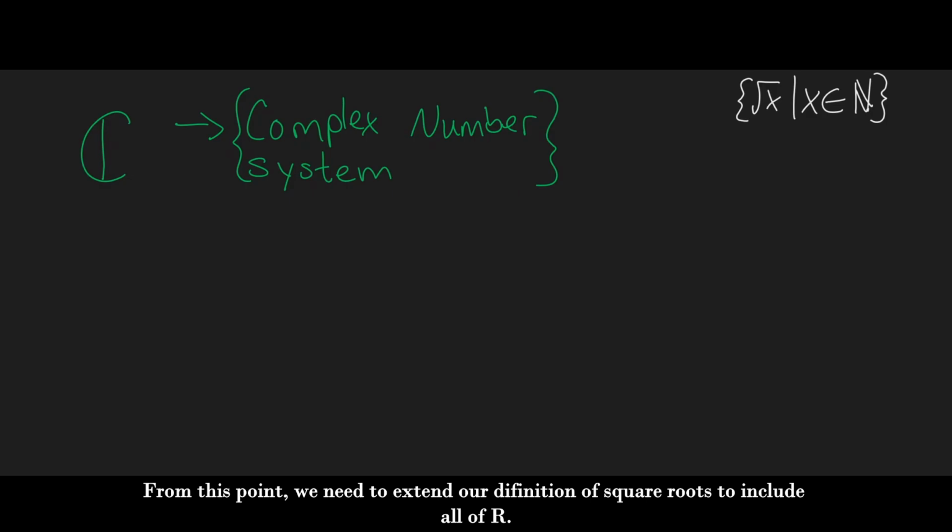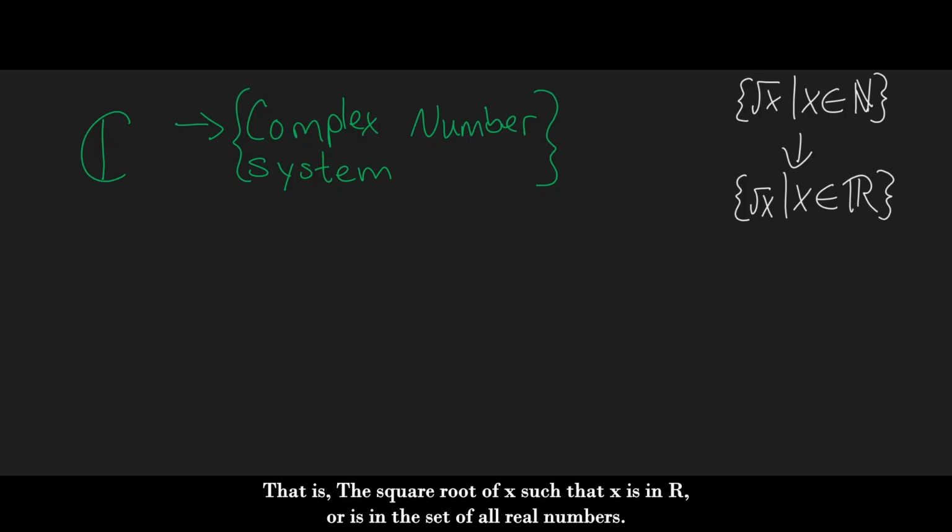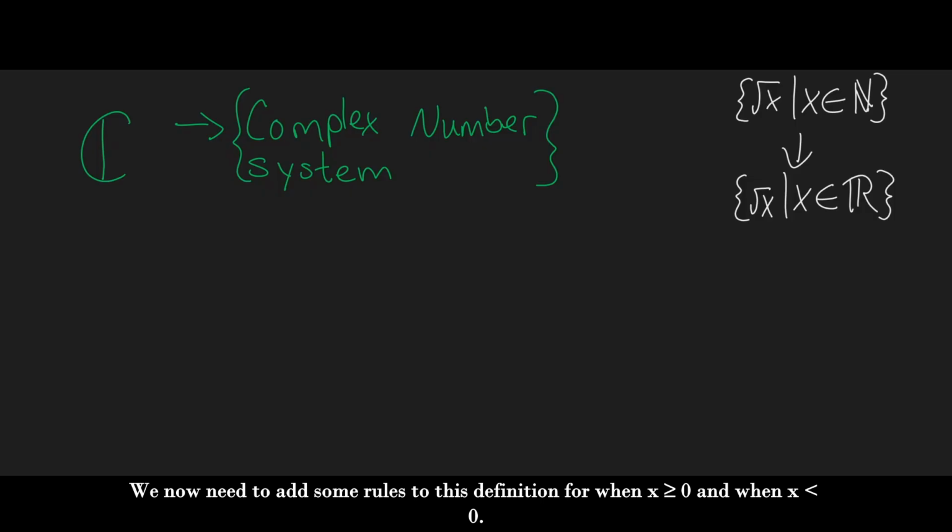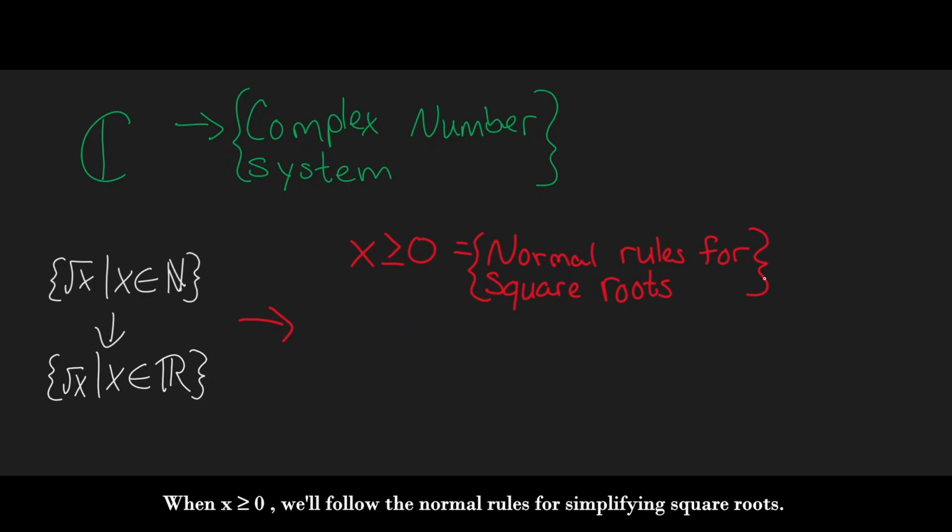From this point, we need to extend our definition of square roots to include all of R. That is, the square root of x such that x is in R, or is in the set of all real numbers. We now need to add some rules to this definition for when x is greater than or equal to 0 and when x is less than 0. When x is greater than or equal to 0, we'll follow the normal rules for simplifying square roots. Now we need to explore what happens when x is less than 0.